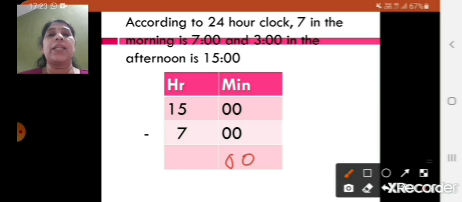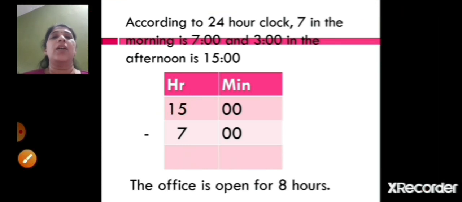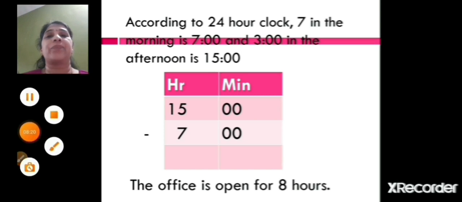Now 15 minus 7. 5 minus 7 you cannot subtract, so you are going to borrow 1 from the number 1. In place of 1 it will become 0, and in place of 5 it will become 15. So 15 minus 7 is how much, children? 8, right? So you got the answer as 8. You will write: the office is open for 8 hours, right children?